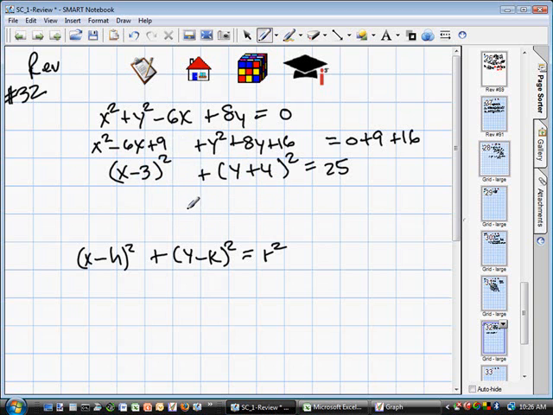So what's our center? It is (3, -4). And what's our radius? The square root of 25, or 5. And then you're supposed to sketch it. I'll bypass the sketch.